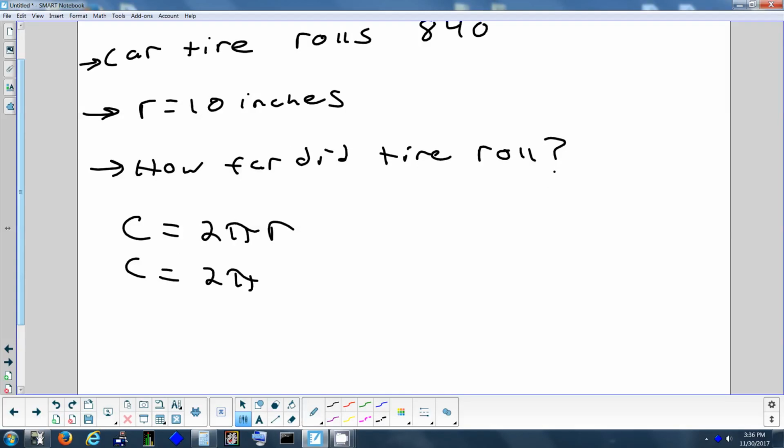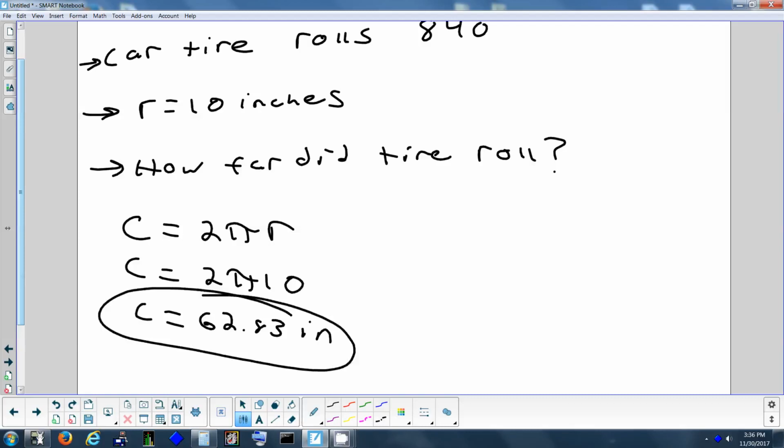Now what if they had given you a diameter? What would you have done to change it to radius? Divide it by 2. So be very careful whether the problem says the number is the diameter or the radius. What's the circumference? I got 62.83. That's how many inches in one revolution, which is one circumference of the wheel.